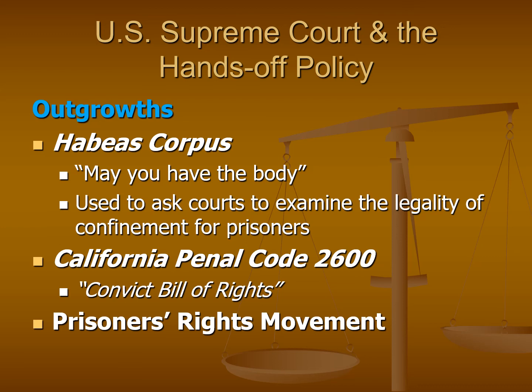This corresponded with the civil rights movement of the late 1960s and the 1970s in America. We see the end of the hands-off policy, the creation of things like the Convict Bill of Rights, and the use of habeas corpus to really start examining, and forcing courts to consider, the environment and conditions that inmates were living within. This prisoners' rights movement had quite a few outgrowths, but we'll wrap up this lecture today by listing some of the key changes that occurred during that time period.